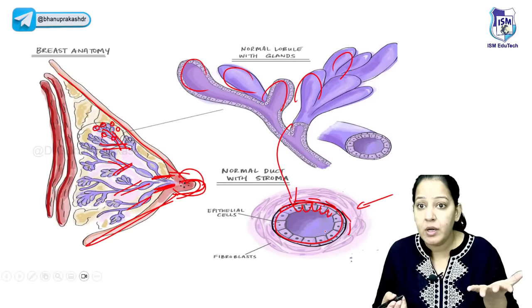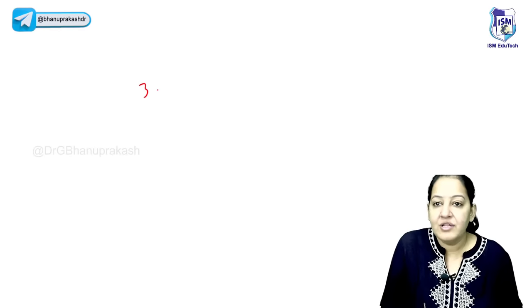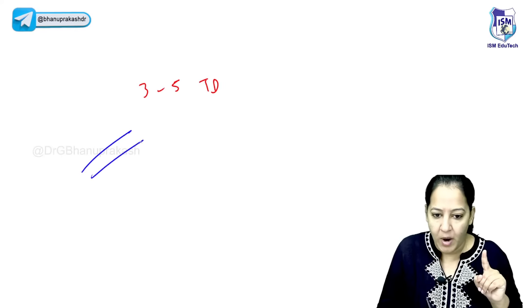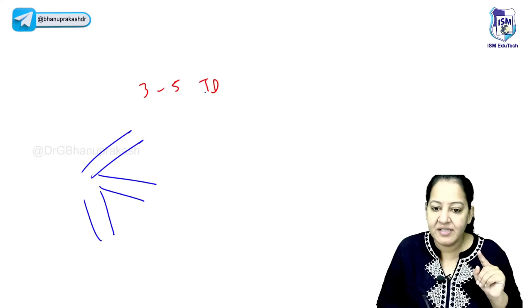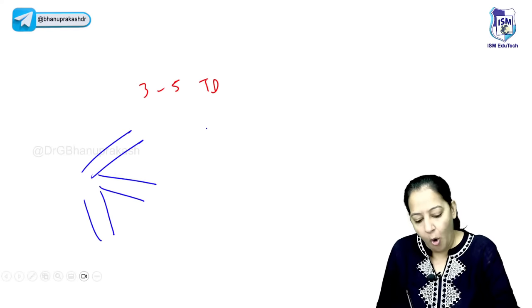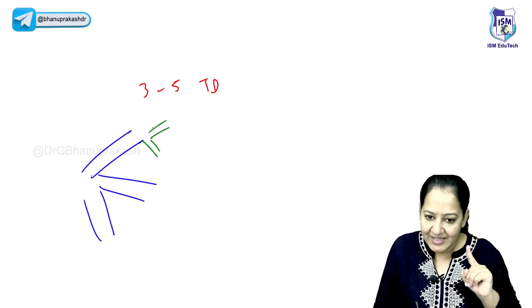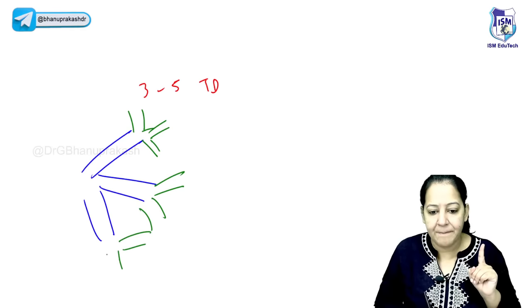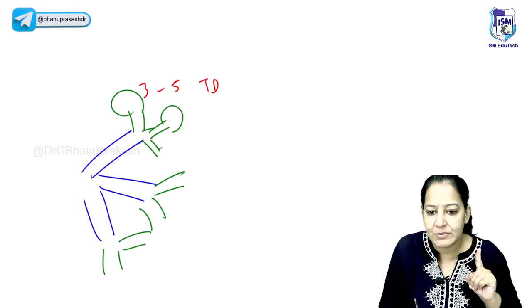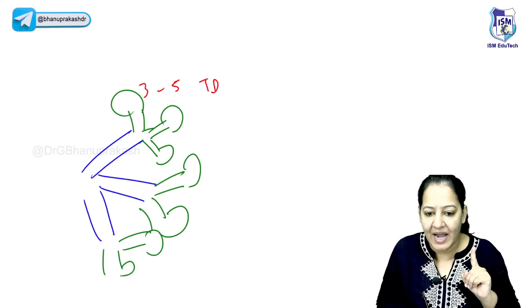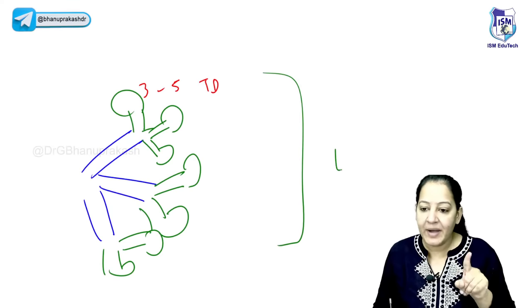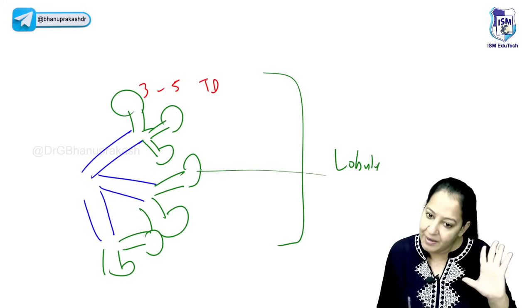What is a lobule? 3 to 5. I told you 3 to 5 terminal ducts form one lobule. Let me draw 1, 2, and 3. These are the 3 terminal ducts I am drawing. Now all the structures arising out of it, for example, let me draw many structures, all the appendages arising from that, like this. This constitutes one lobule. My point is that one lobule contains multiple ductules.